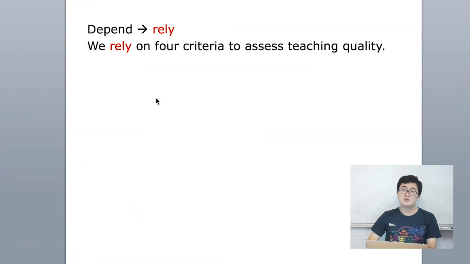Now, the next verb to use is rely instead of depend. For example, you can write, we rely on 4 criteria to assess teaching quality. Here we have three academic words, rely, criteria, and assess.